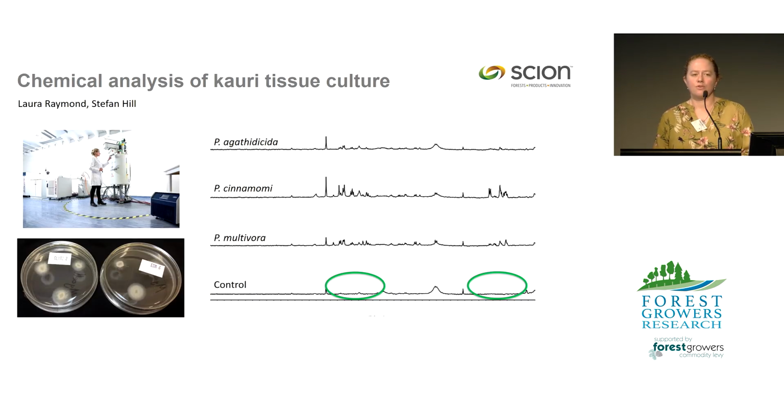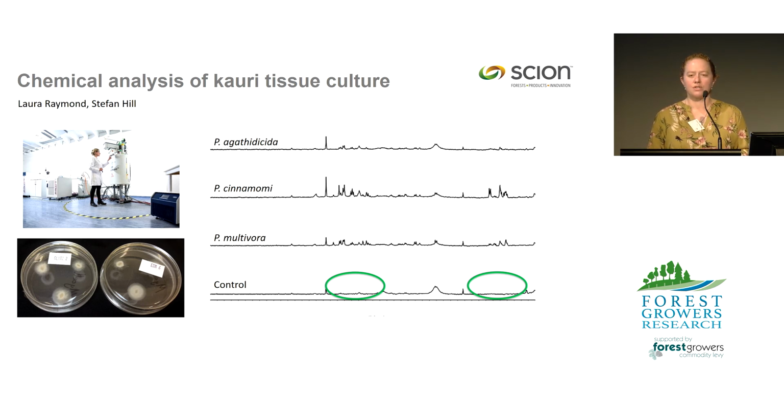So I briefly want to move on and just talk about some of the metabolomic analysis, just to touch on some results briefly. This is work that's been done by Laura Raymond and Stefan Hill at Sion. So if we look at kauri initially, some work's been done with kauri tissue culture where the tissue culture was inoculated with three different Phytophthora species: Phytophthora agathodicida, which causes kauri dieback, Phytophthora cinnamomi, and multivora, which are sometimes associated in those soils of kauri as well.